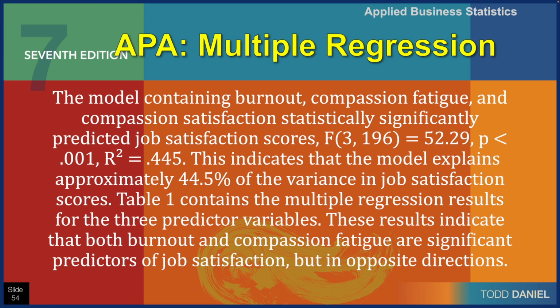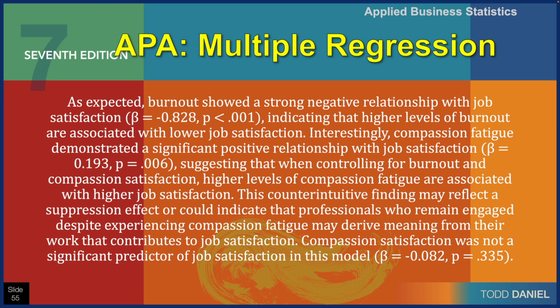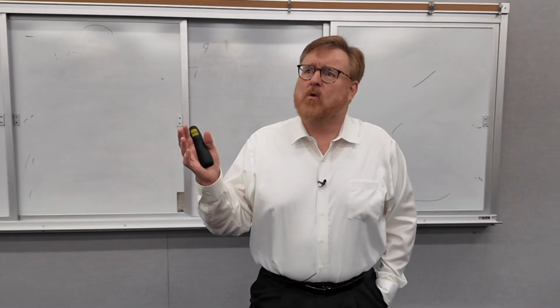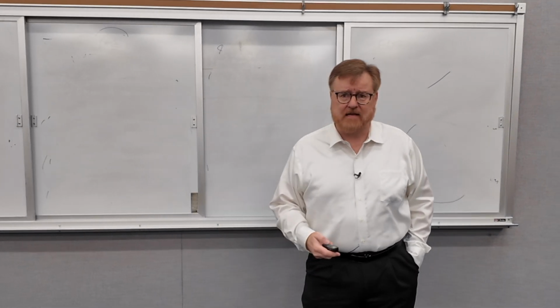The model containing burnout, compassion fatigue, and compassion satisfaction was statistically significant, and there are the F values from my ANOVA. It explains 44.5% of the variance in job satisfaction, and I would create a table to show all of these predictors. That table is going to be based largely on the output that I'm getting from JASP. Now a little bit about what I found. As expected, burnout showed a strong negative relationship with job satisfaction. However, when I get down to explaining compassion satisfaction, I say it was a counterintuitive finding, maybe some kind of suppression effect, going in an unexpected direction, and I can report that that contribution was non-significant in my model.